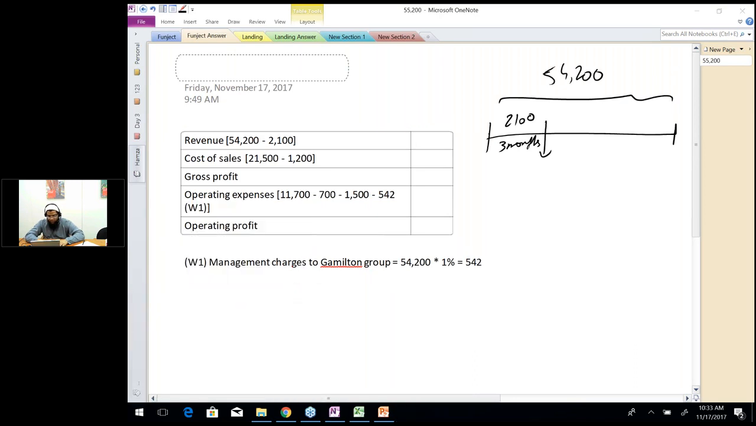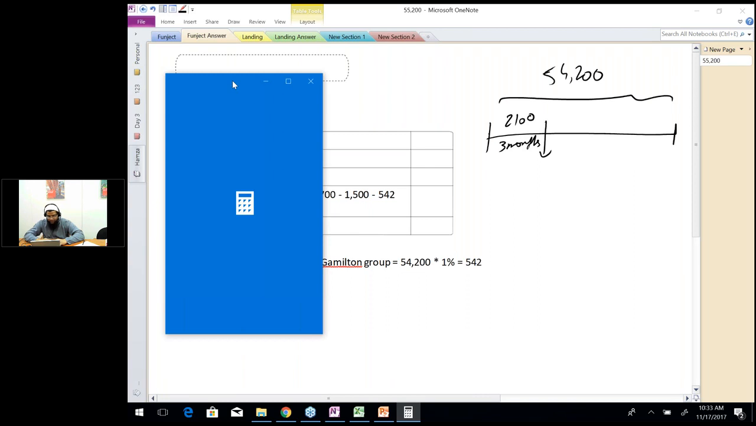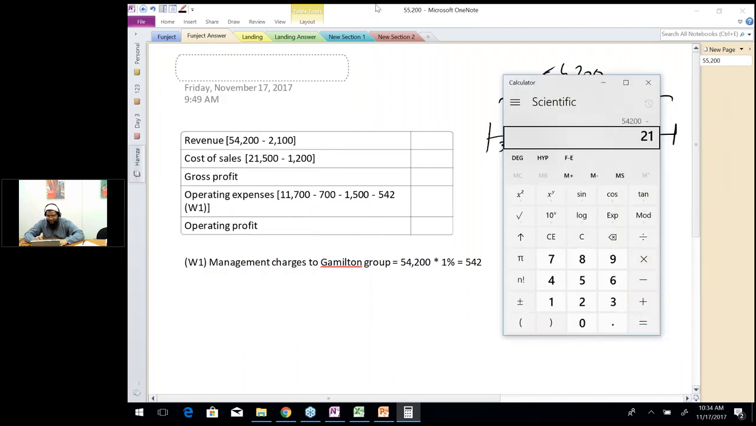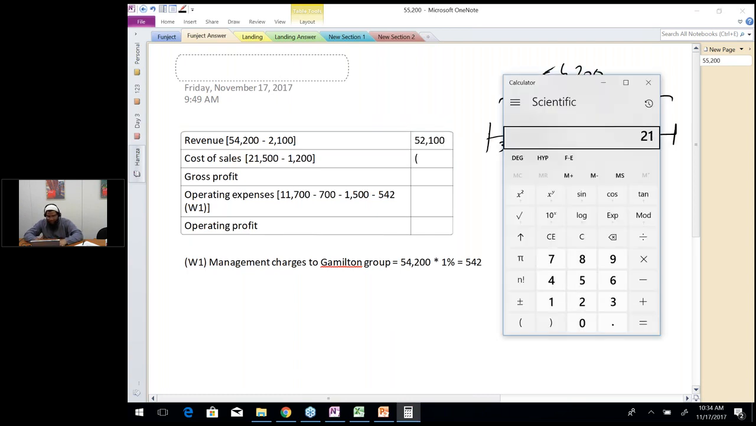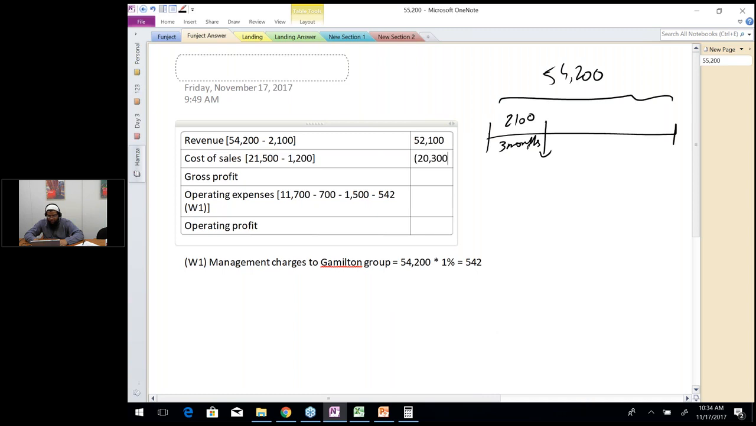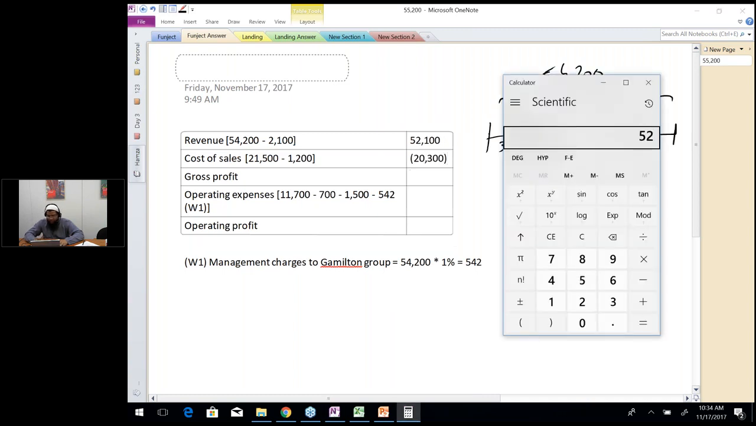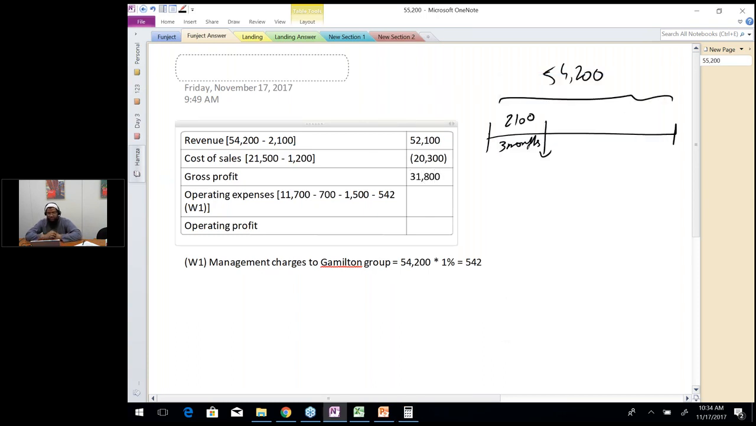The revenue is going to be 54,200 minus 2,100, which is going to be 52,100. The cost of sales is going to be 21,500 minus 1,200, which is going to be 20,300. So the gross profit is going to be 52,100 minus 20,300, which is going to be 31,800. So this is the amount of the gross profit that will be there after the acquisition by the Funjet company. Yes, thank you, Hamzali.